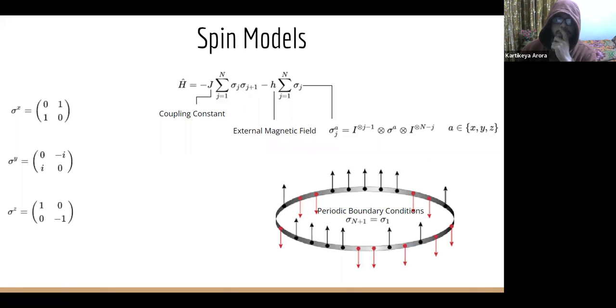To understand better, if we have periodic boundary conditions, let's say, sigma n plus 1 and sigma 1 will be the same. And we'll have a circular lattice, each point having magnetic dipoles, as I just said, and they'll be interacting with each other, specifically with their nearest neighbors and with the external magnetic field.